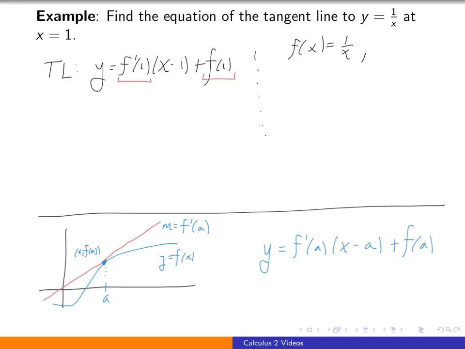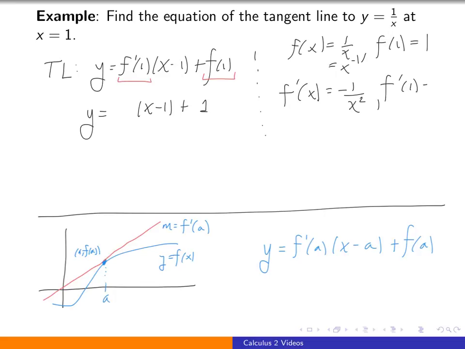So immediately, we see f of 1 is 1. So y equals some number yet to be determined, and then we have plus 1. So for f prime 1, we know using the power rule, 1 over x is really x to the minus 1. So the minus 1 comes down, the new power is x to the minus 2. So the derivative of 1 over x is minus 1 over x squared. So f prime 1 is minus 1 over 1 squared, which is minus 1.